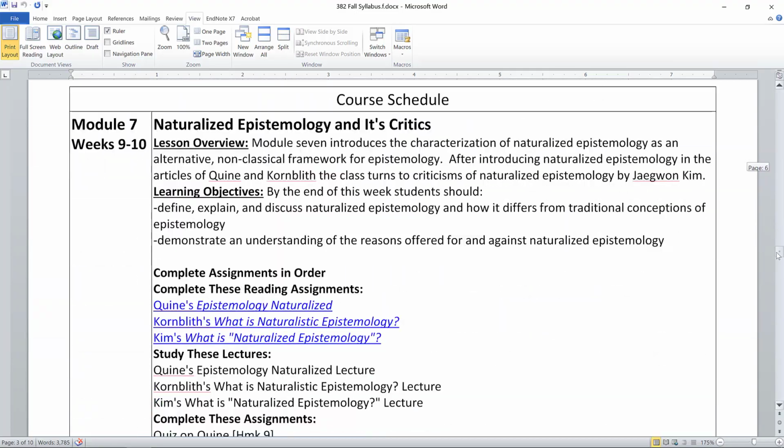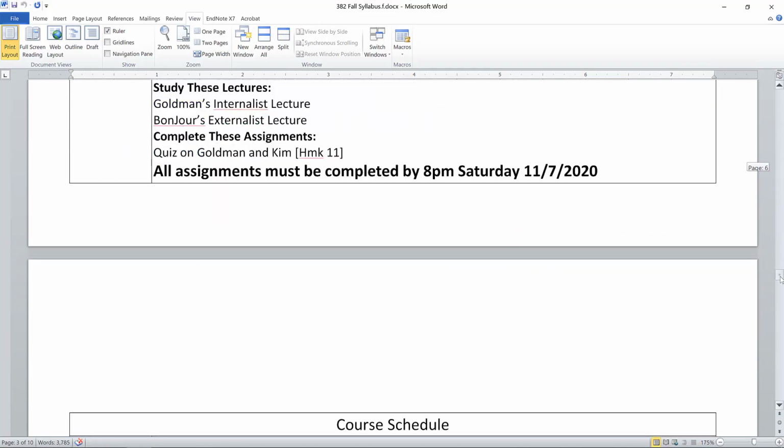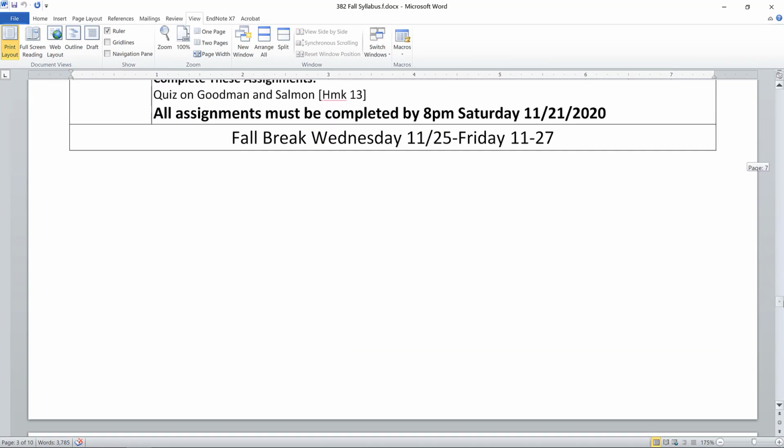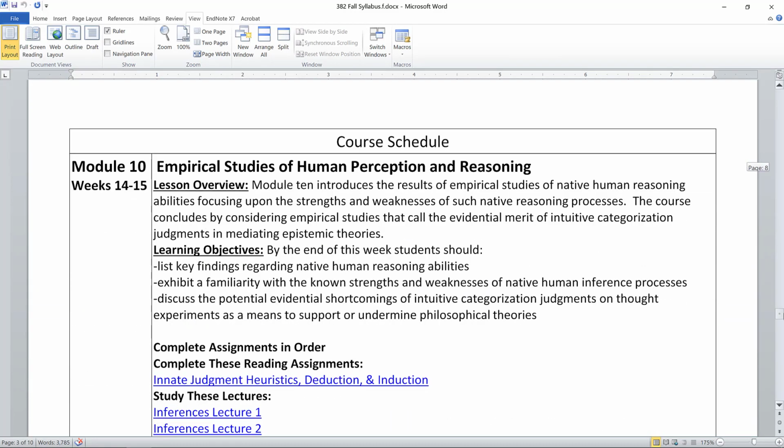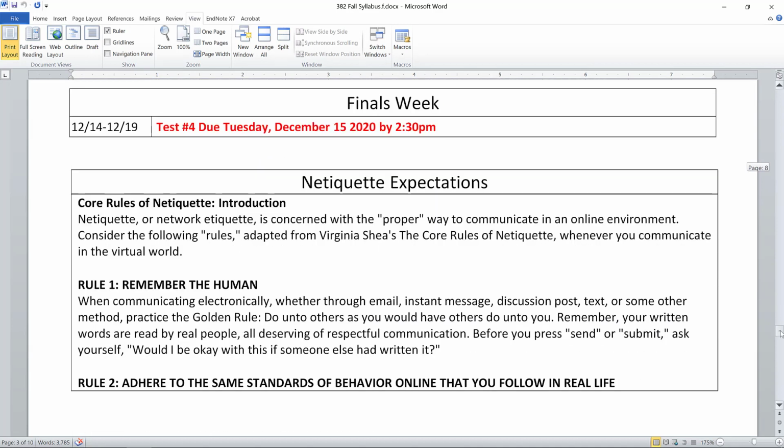Since we have some component of the class that is Zoom, and since there's a potential for students to be interacting with each other on the discussion board through Zoom and so on, I just add these netiquette expectations, this set of reminders or rules to remind ourselves that we're always going to be treating each other with respect. We're trying to interact with each other constructively. I've never really had much of a problem with this, but I do want to point it out.